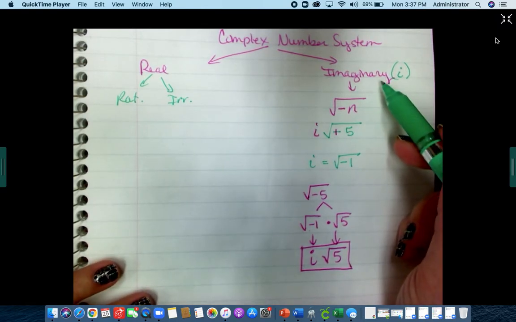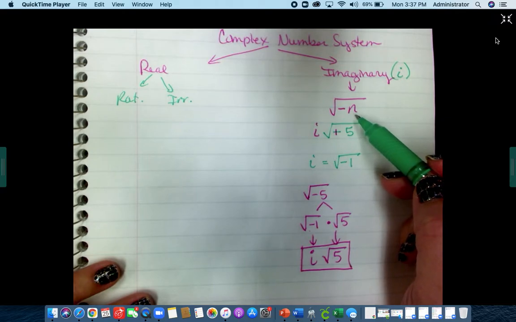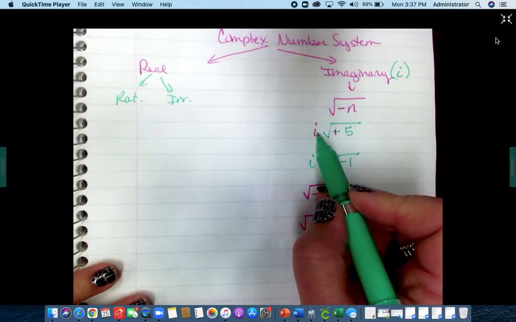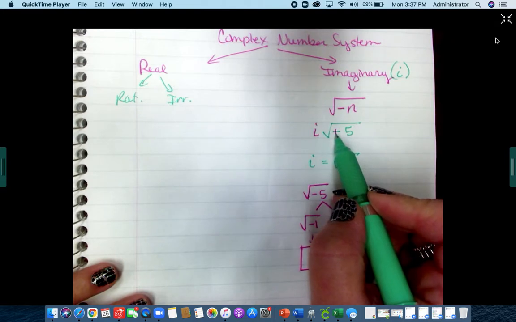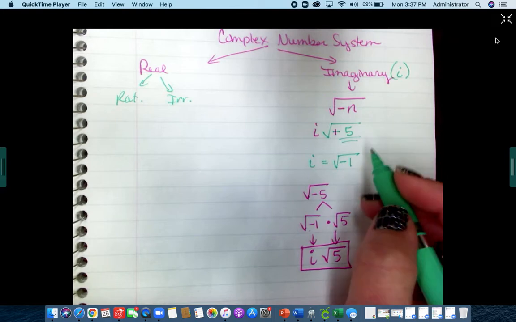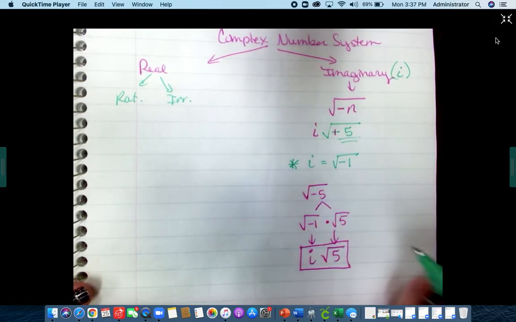The imaginary numbers come from taking the square roots of negative numbers. So if I take the square root of a number and it has a negative number under the radical, all I'm going to do is put an i out front and make it positive. And then if I can simplify what's inside, I would. And the reason is that the i is equal to the square root of -1.